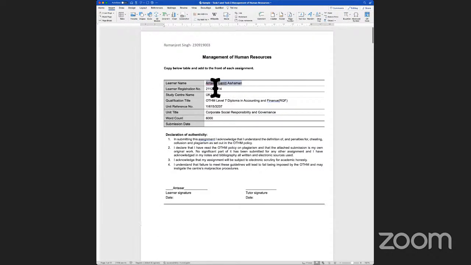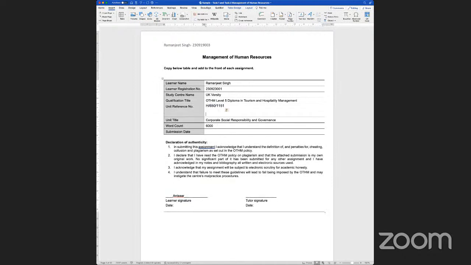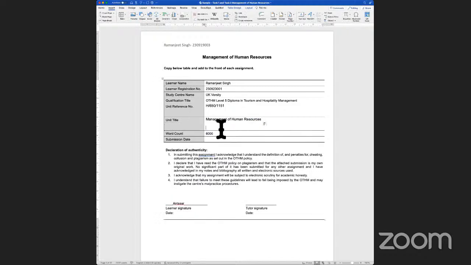So here, what I would do is essentially write my name, write my registration number, the center, the course that I'm doing, Diploma in Tourism and Hospitality Management, the code of the unit, which is obviously available on the assignment brief. So that's the code for the unit. And then I also mention the name of the unit.